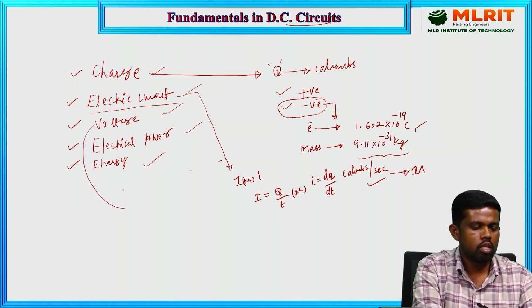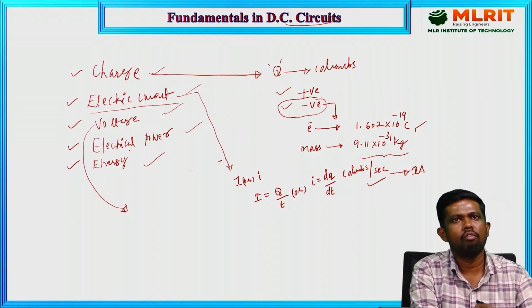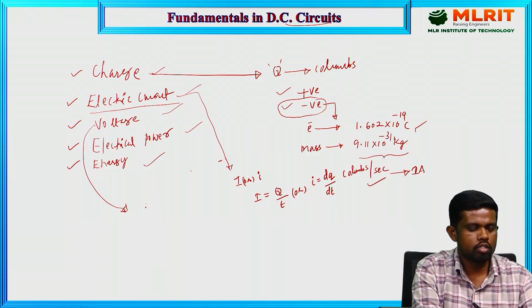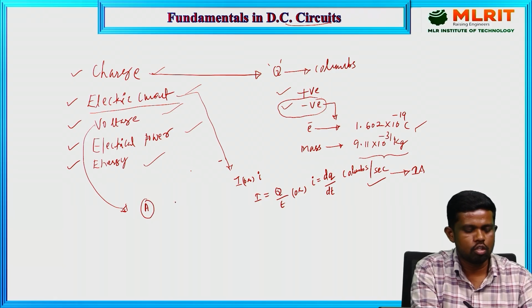Next after this is electric voltage. Sometimes this is also called the potential difference. So we can define the potential difference or electric voltage. Let us take two different potentials. This is a point A and point B, or potential A and potential B.